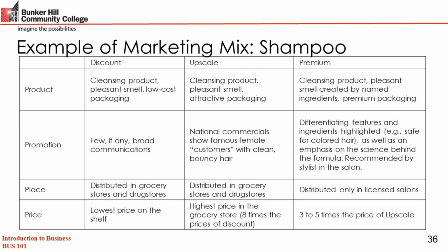Last couple of slides here, there's another marketing mix. This is for an example of shampoo, and they're going to go through the 4 Ps, talk about discount products, upscale products, and premium products. You can read through that.